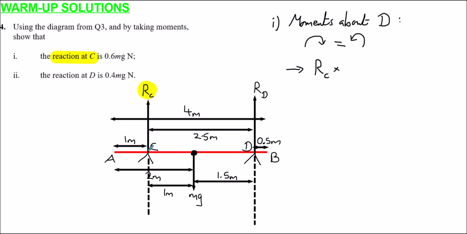So we need to calculate this distance from C to D. Because we were careful in labelling our force diagram from before, we know that the distance from C to D is 2.5 metres. So RC times 2.5 metres will equal the anti-clockwise moment, which we can see here is going to be this force from the weight. So the anti-clockwise moment will be due to the weight, that's mg, multiplied by the distance of the line of action of the weight from D. Well, from mg to D, that's 1.5.